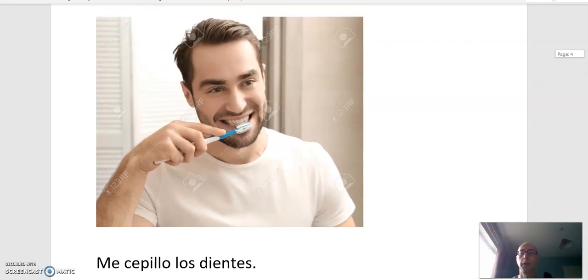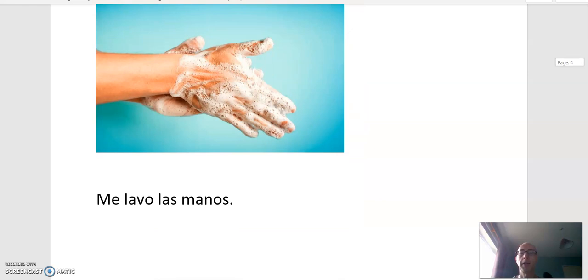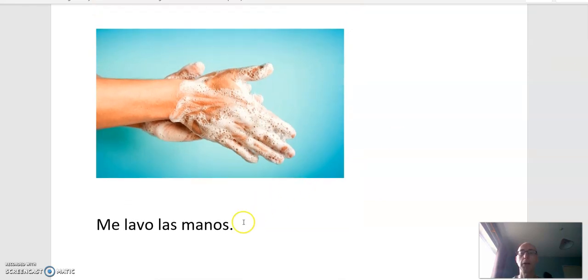Well, there's 2 more. Me cepillo los dientes. In Spanish, if you do something to yourself or if you do something to your own body, you usually use a reflexive verb, and that's the me form here. And the last reflexive verb, me lavo las manos. Again, you're doing something to yourself, so you use the reflexive. Me lavo las manos. What we're all doing at the moment.